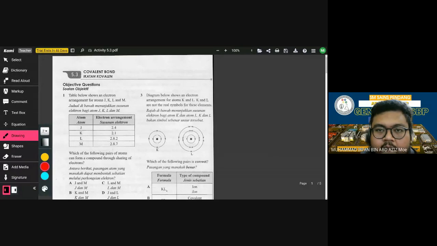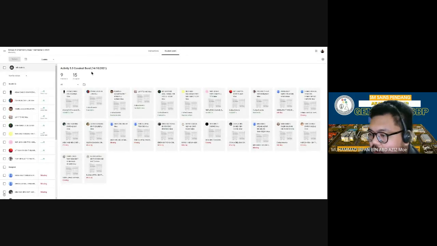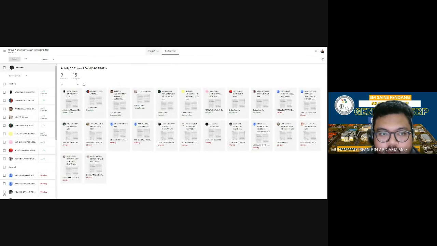Alright. Okay, kita pergi siapa pun masuk ni? Isyau. Okay, kenapa Isyau suka pakai akaun orang lain? Alright, kita pergi siapa yang baru masuk, okay, buka Google Classroom yang activity 5.3 yang ni. Activity 5.3 covalent bond, 10 days ago. Okay. Deadline bila tu? Deadline pun sepatutnya around a week.